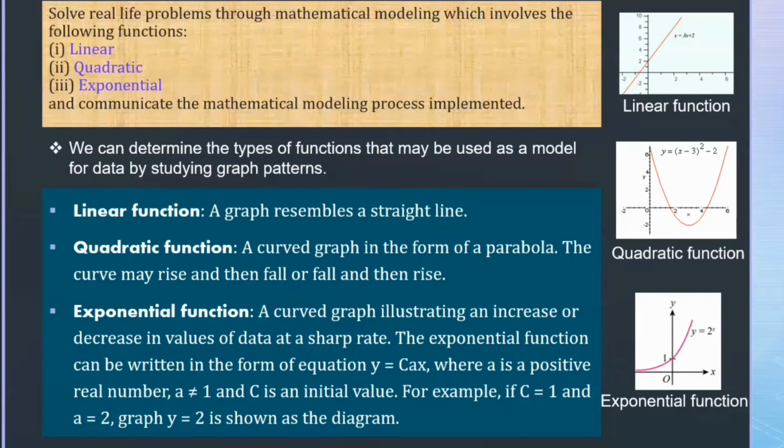Exponential function is a curved graph illustrating an increase or decrease in values of data at a sharp rate. The exponential function can be written in the form of the equation y equals c a to the power x, where a is a positive real number, a not equal to 1, and c is an initial value. For example, if c equals 1 and a equals 2, the graph y equals 2 to the power x is shown in the diagram.